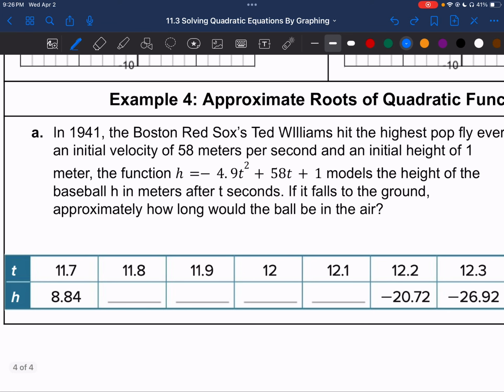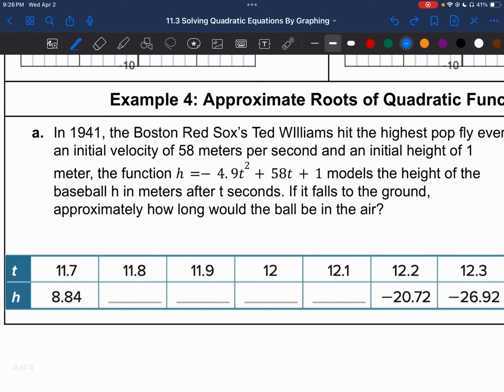So we have some points calculated for us already. We have 11.7 seconds, 12.2 seconds, 12.3 seconds. The way we're going to do this, you are going to substitute those times into that equation. You will need a calculator for this, and you are going to need to do some rounding potentially on these problems. So when you substitute in 11.8, what do you get? You're going to get 3.124. So it's 3.124 feet off the ground at 11.8 seconds.